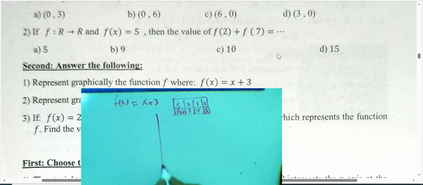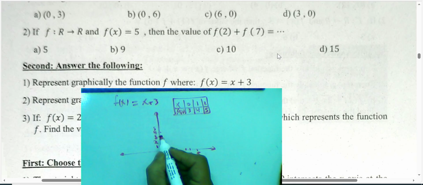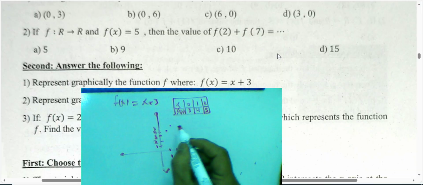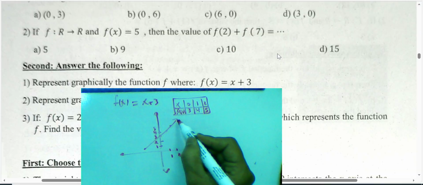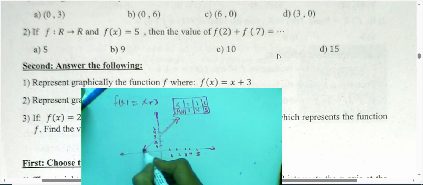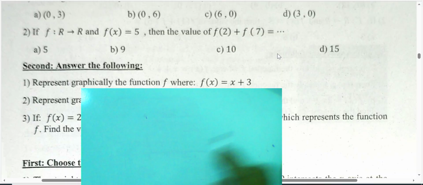Now we can draw vertical and horizontal, x-axis and y-axis. Write 1, 2, 3, 4, 5. 1, 2, 3, 4 and 5. 0 with 3, 1 with 4, 2 with 5, and then draw a straight line by ruler. Okay, use the ruler like this and draw a straight line. Okay, next question.